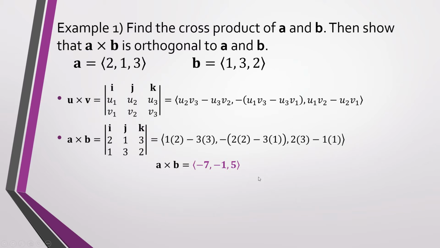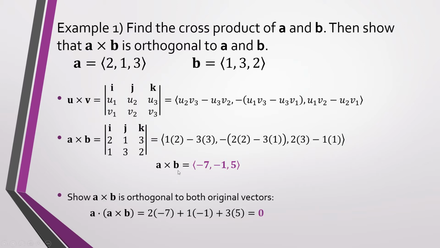Now, the second thing we were asked to do is show that that cross product is orthogonal to our original vectors, and you might recall from last time that we know two vectors are orthogonal if their dot product is 0. So we're going to find the dot product of vector A with our cross product and the dot product of vector B with our cross product. And remember, to find our dot product, you multiply your x components, multiply your y components, multiply your z components, and add those numbers together.